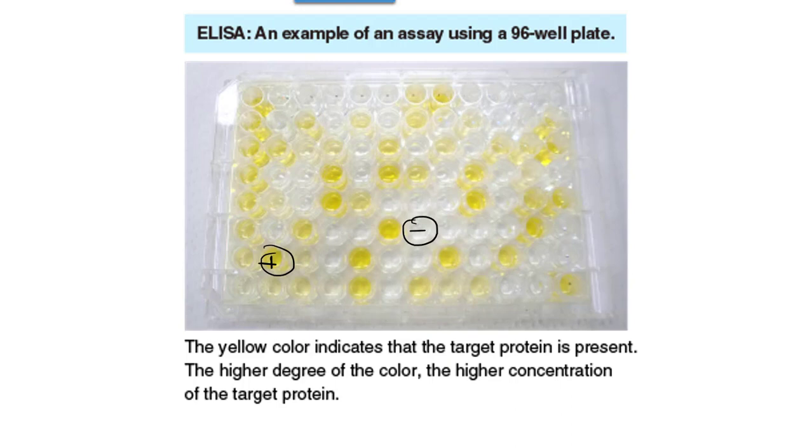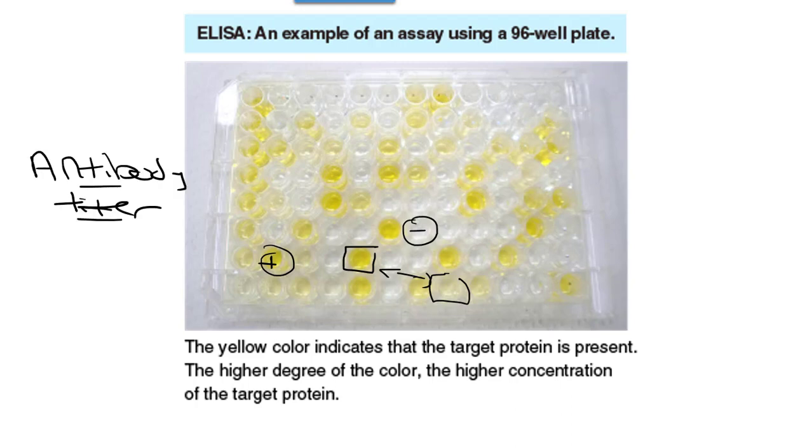Now notice that some of the wells have a lighter yellow and some of them have a really dark yellow. What this would mean is a difference in what we call the antibody titer, which can tell us a lot. A lot of times, if there's a high amount of antibodies, a high titer, you would see a darker yellow. This could indicate a couple things.